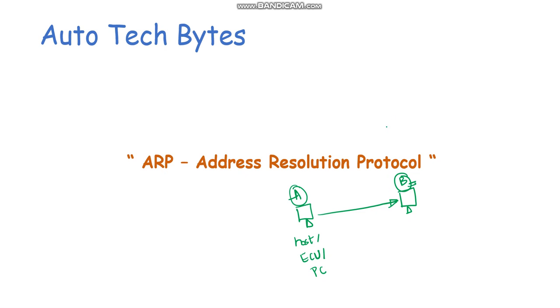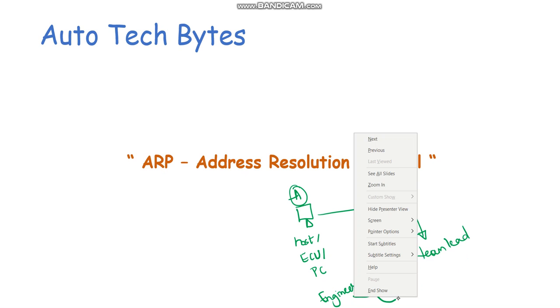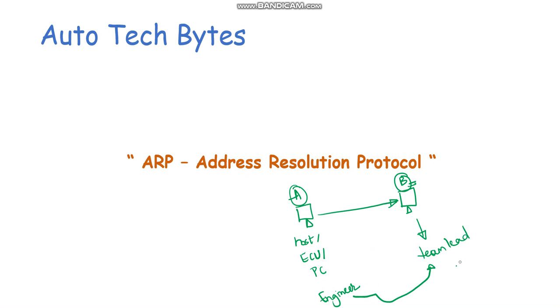So assume A is an engineer and B is a team lead. Now the engineer knows that he has to talk to the team lead, but he doesn't know the name of the team lead, which is B.